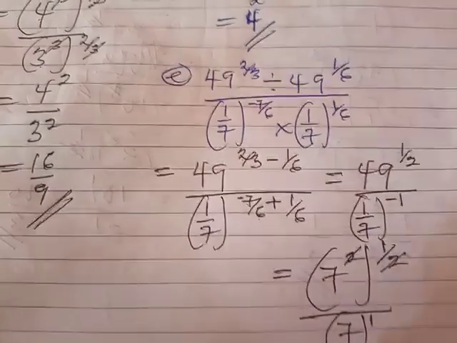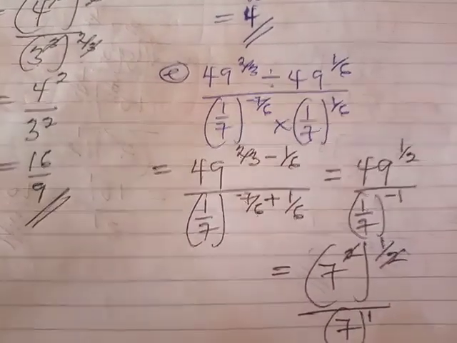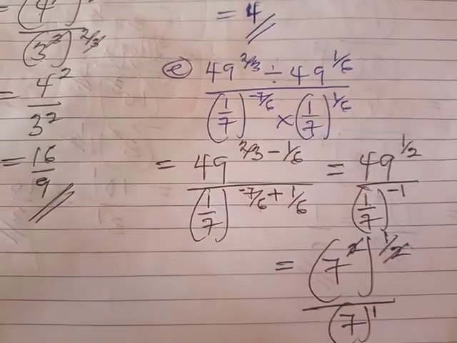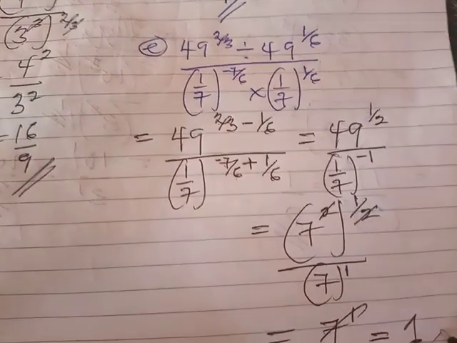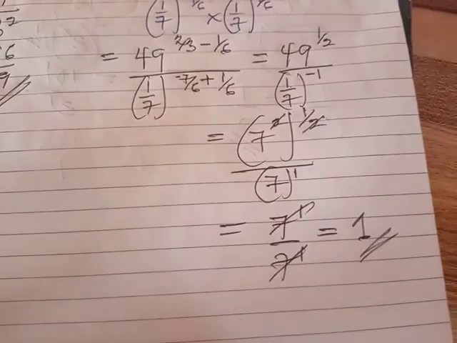Now this square cancels this. What will be left is 7 exponent 1 over 7 exponent 1. And we have 7 on 7, which is 1, because this will cancel that. So that's the answer.